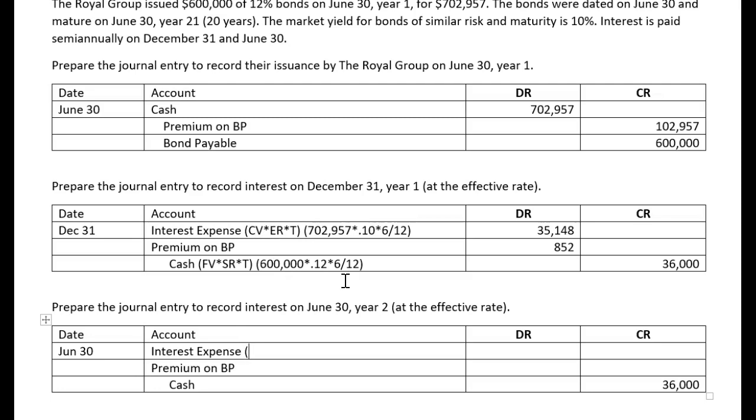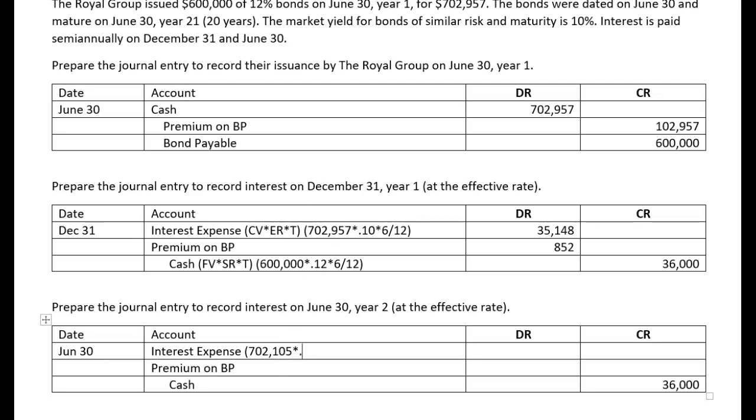Again, it's that same formula, carry value times effective rate times time. But now, notice the carry value is no longer the 702. So what do I mean? Well, notice that 102,957, that was your premium account. Now you need to take that, and we amortized 852, so subtract out the 852. So the premium now has a balance of $102,105. Now we net that with our 600. So at this point, our new carry value of the bond, and you can use T accounts if it helps, is 702,105. Notice the difference. It's $852 less than prior.